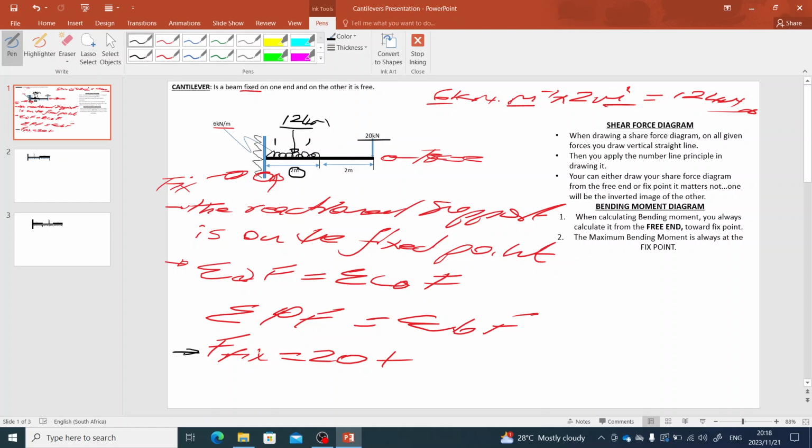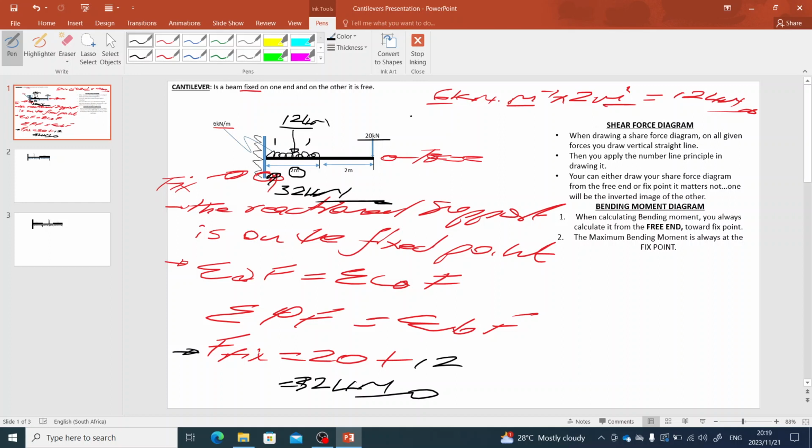Now, coming here, it will be upward forces. The only upward force we have, like I've indicated, is on the fixed point, equals the downward forces we have, which are 20 plus 12. It then means equals 32 kilonewton. It then means the force on the fixed point is 32 kilonewton. This is how you work out the reactional support on your cantilever.